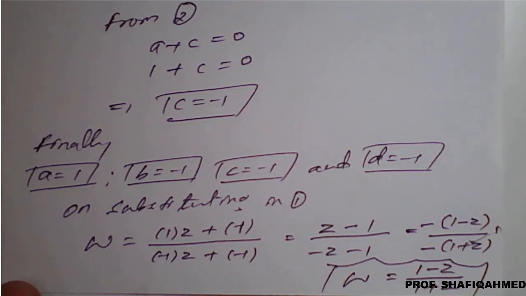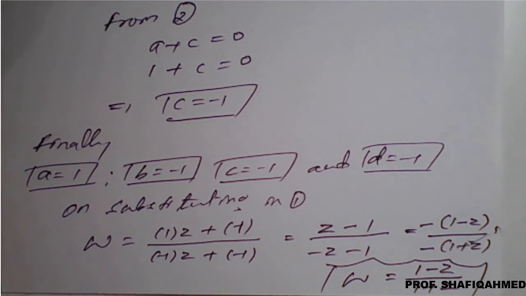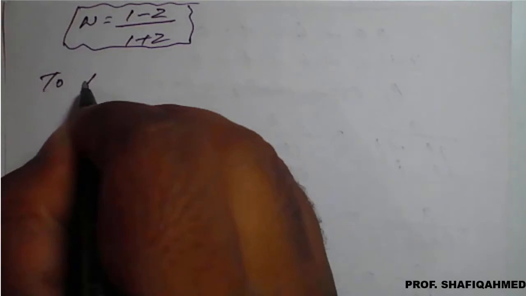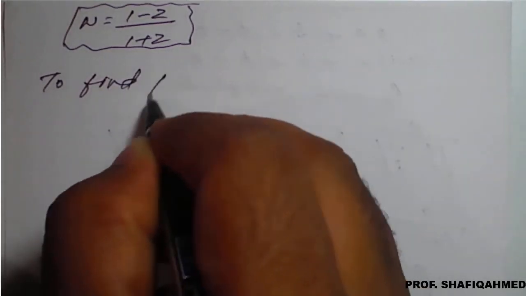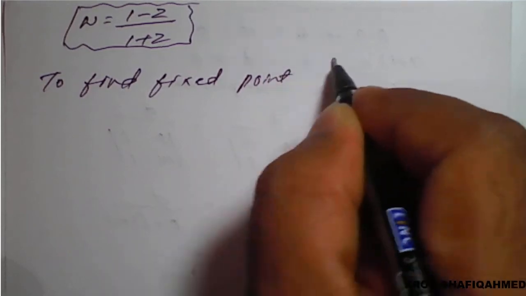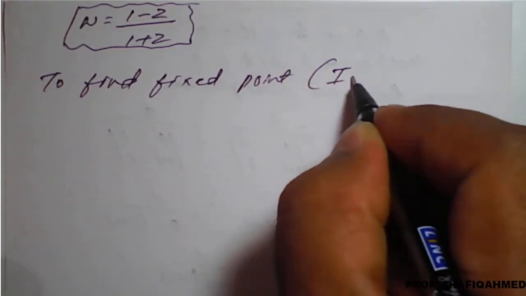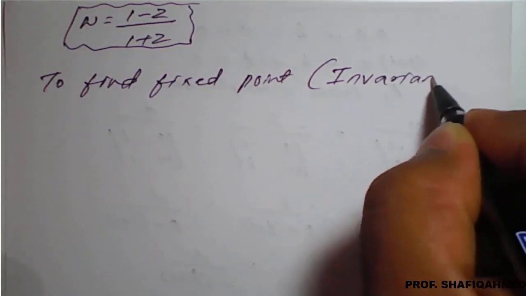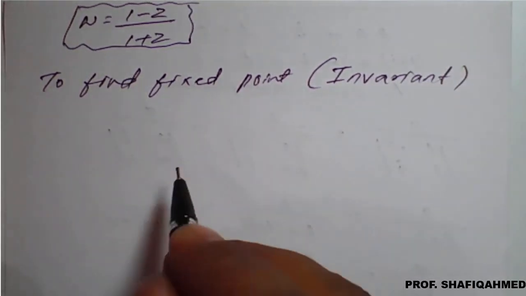But in the question they have asked to find the fixed point. So fixed point is also called invariant point. Let's see that also. So now to find the fixed point, which is also called invariant, they may ask you to find the invariant point also. So you have to remember to find fixed point or invariant.